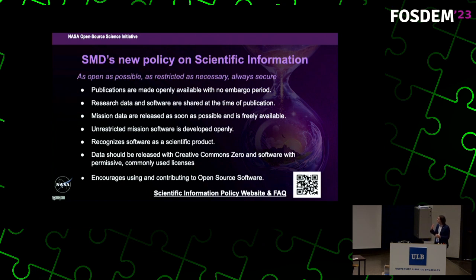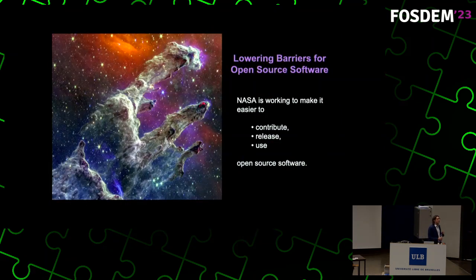And we'll be using common open source licenses like Creative Commons Zero for our data and permissive, commonly used software licenses for our software, like Apache, BSD, or MIT licenses. We encourage using and contributing to open source software as part of our missions and our research. We're also going to be releasing further policies and updating processes to make it easier for NASA employees and people working with NASA to contribute, release, and use open source software. So there's more coming to make it easier.